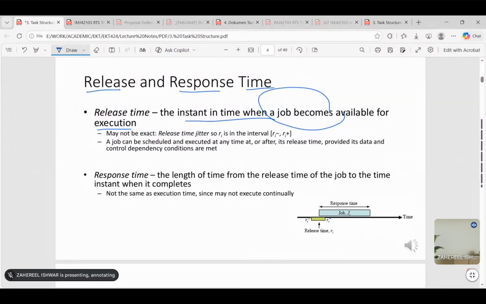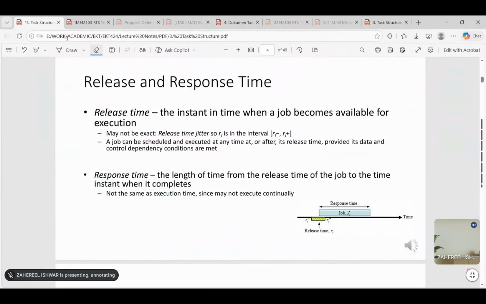Okay, the release time is the instant in time when a job becomes available for execution. What about response time? The length of time from the release time of the job to the time instant when it completes.